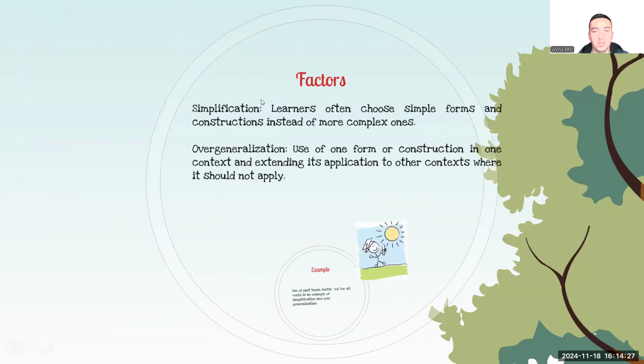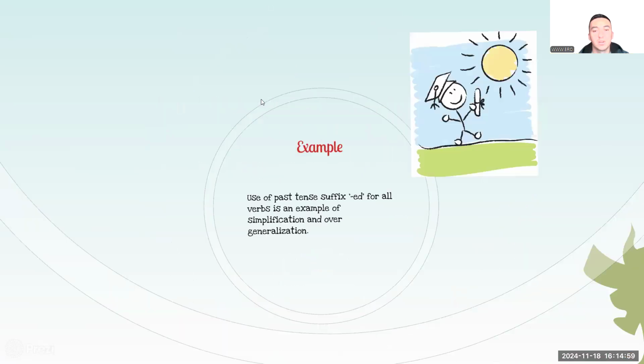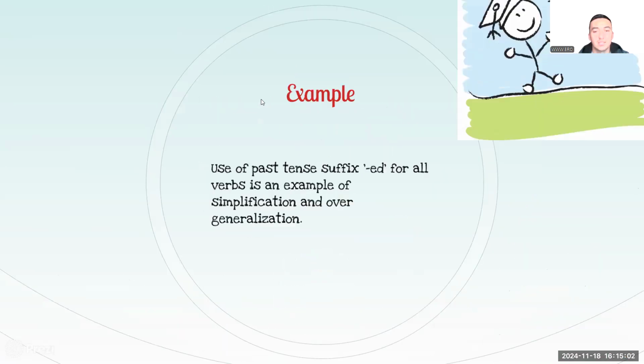And there are some factors. Simplification: learners often choose simple forms and constructions instead of more complex ones. Overgeneralization: use of one form or construction in one context and extending its application to other contexts where it should not apply. For example, use of the past tense suffix -ed for all verbs is an example of simplification and overgeneralization.